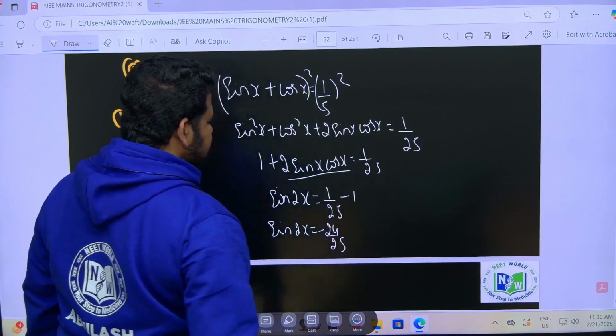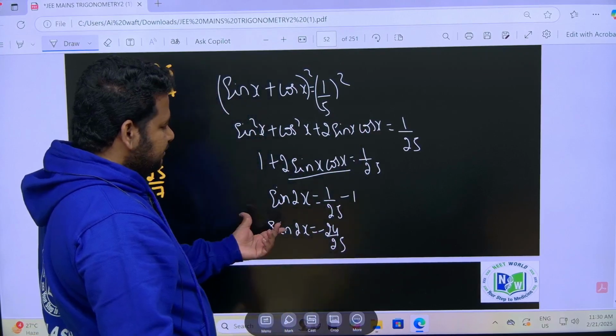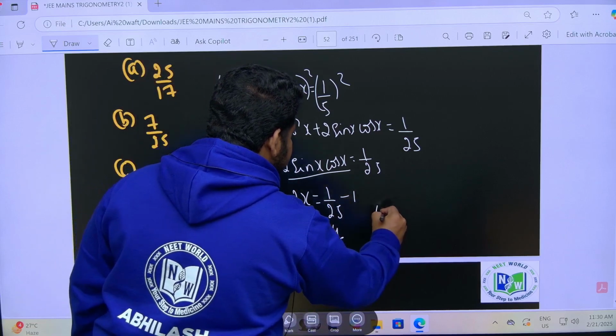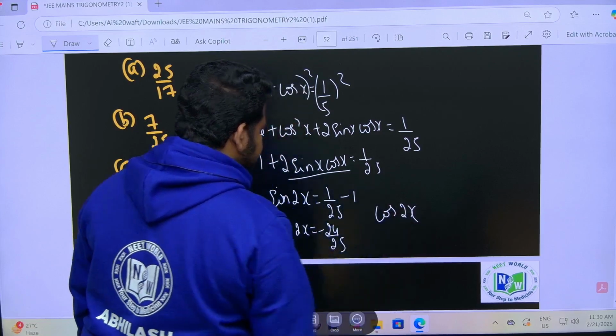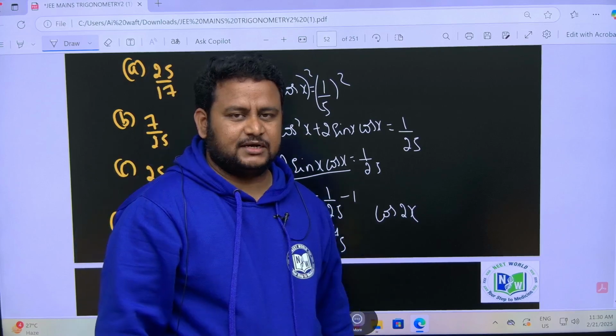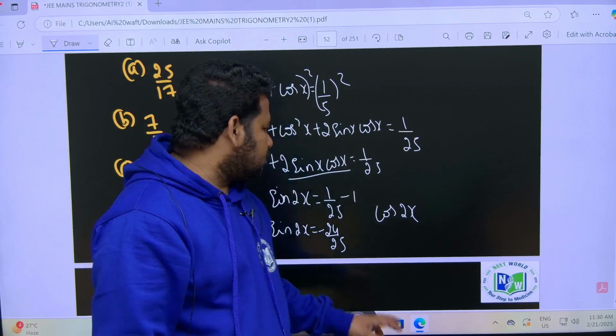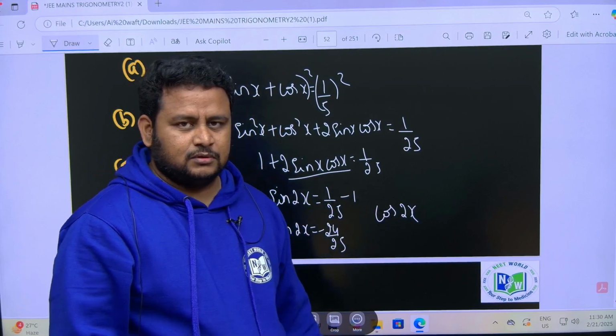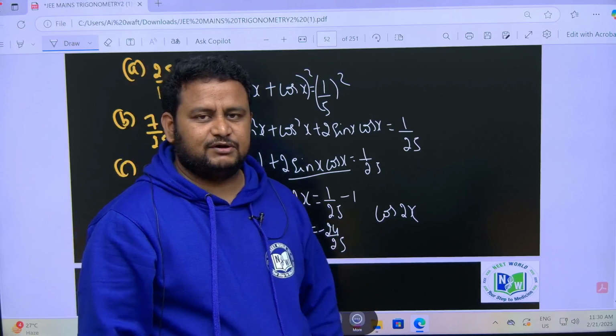Tan 2x is required. Tan 2x means sin 2x by cos 2x. Now I have got sin 2x. What is cos 2x? If it is 24 and 25, definitely you should know certain Pythagorean triplets. So cos 2x will be, if sin is negative, here cos will also be negative. Cos 2x will be minus 7 by 25.